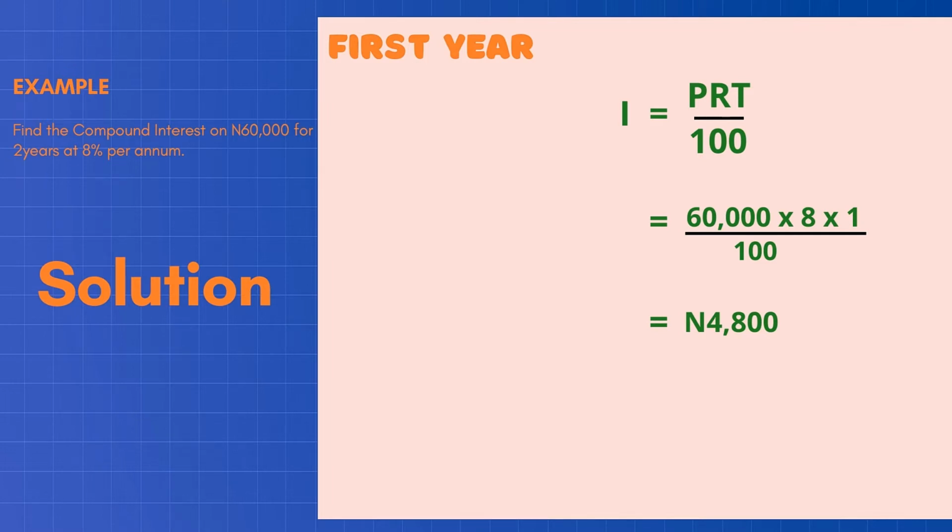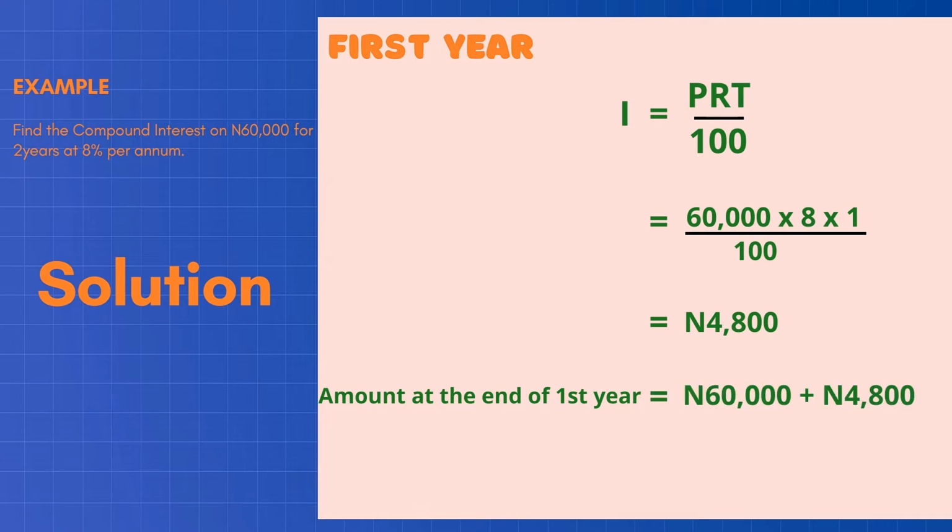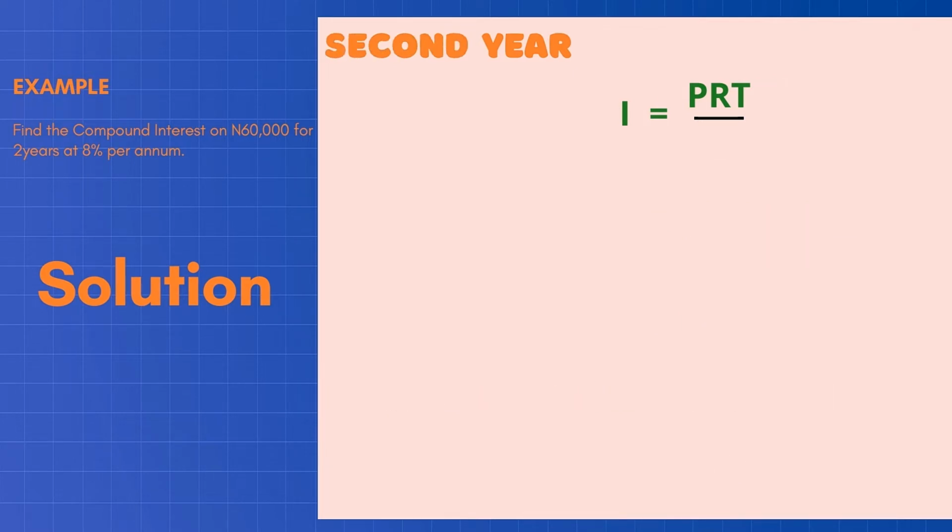I equals 4,800 naira. The amount at the end of the first year will now be equal to principal plus interest, which will be 60,000 naira plus 4,800. Adding up, we have 64,800 naira. For the second year, you still use the formula I equals PRT over 100 to find the interest.